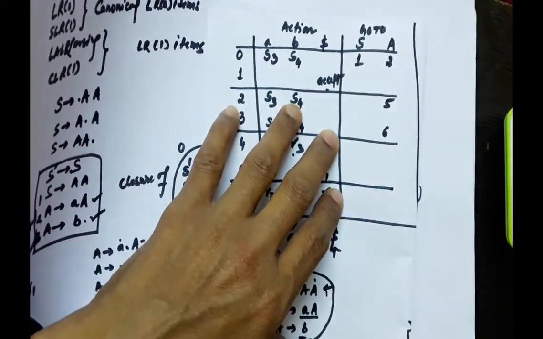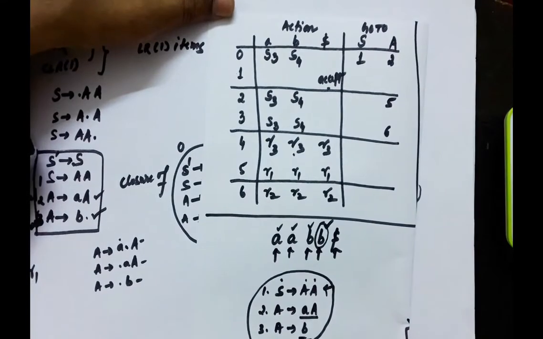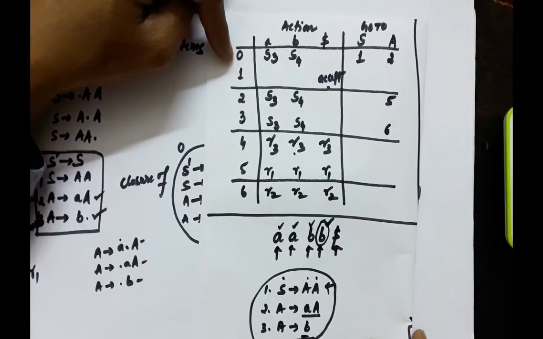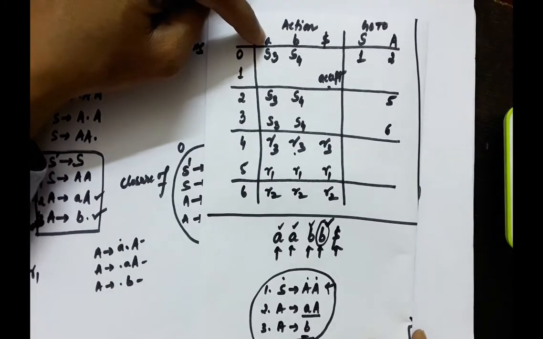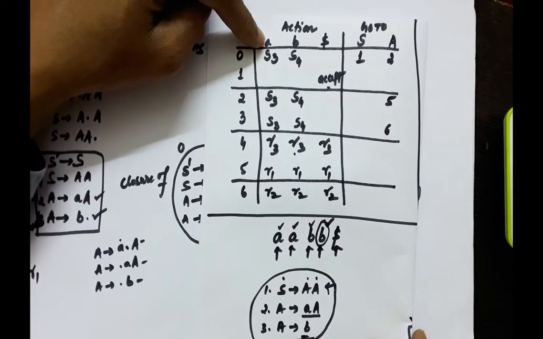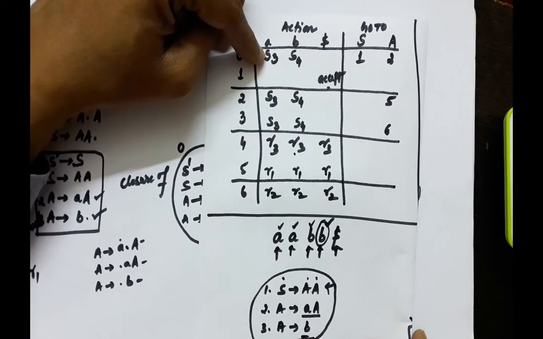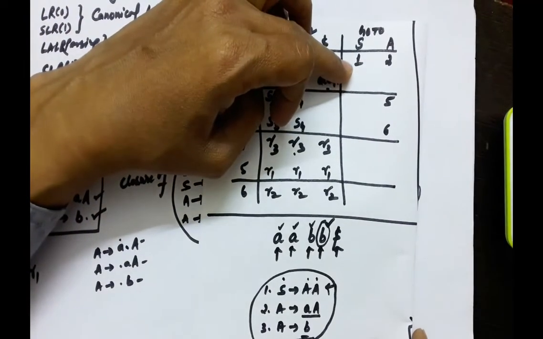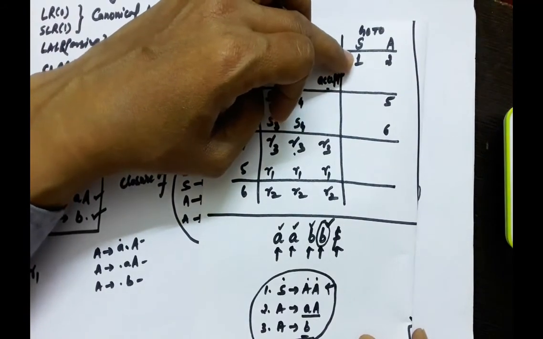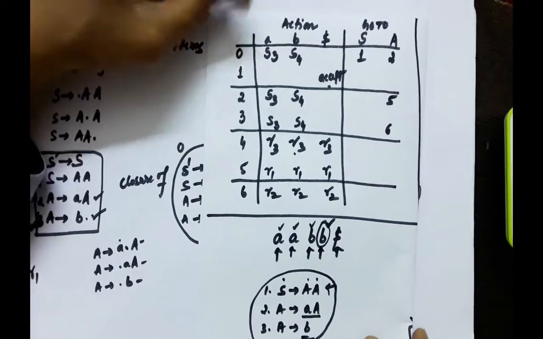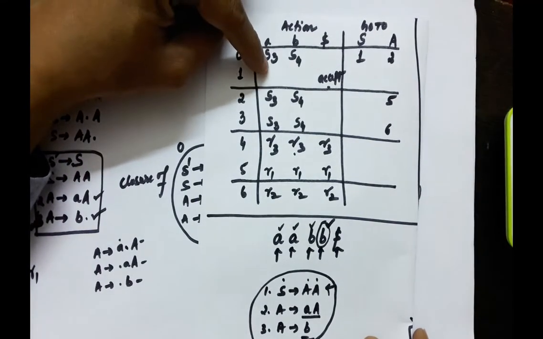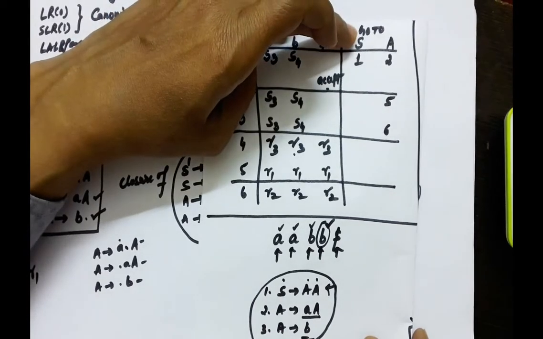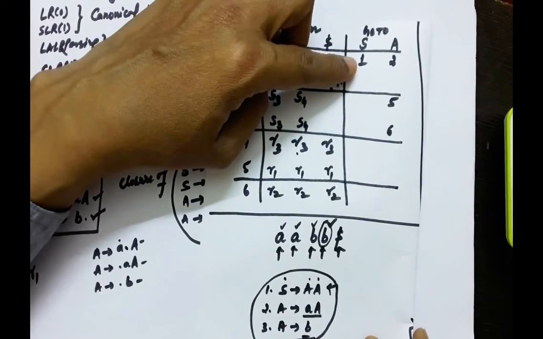Now if you remember what we used to do in making this table: if you are at some state, say state 0, and by accepting a terminal symbol we reach a particular state, then we write shift with the state number. And for any non-terminal or variable symbol, we write just the number of the state. So if you reach state 3 from state 0 by taking a small a, we write S3. But if you go from state 0 to state 1 by taking S, we write only 1.